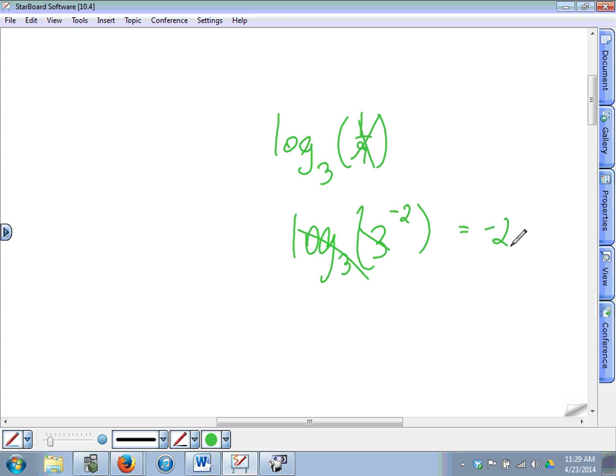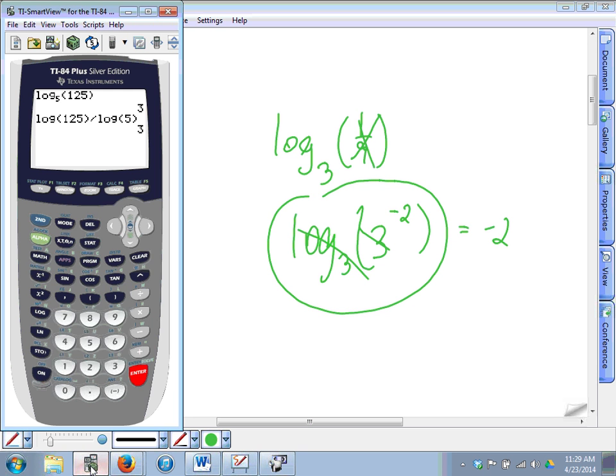But what I'm showing you now with the calculator, is this necessary really to do anymore if you can use your calculator? No, it's not. Use the change of base formula. Do the log of 1/9 divided by the log of 3, and it will give you the same answer, equals -2.